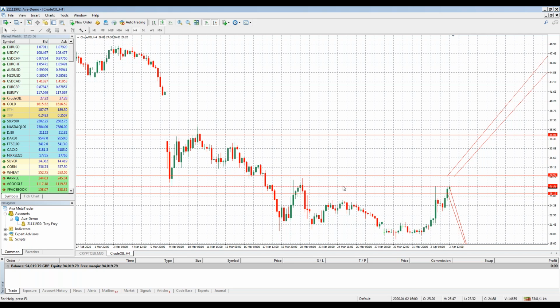We wouldn't say it truly broke the resistance till it breaks these wicks, right? The wicks here. It's testing the resistance right now. Okay, good. Let's take a look then maybe at an indice or two.